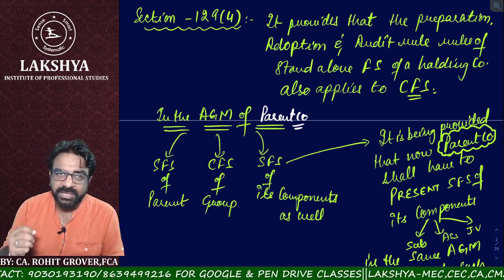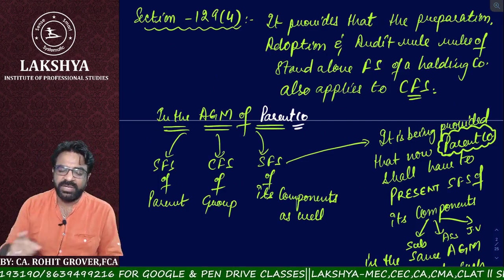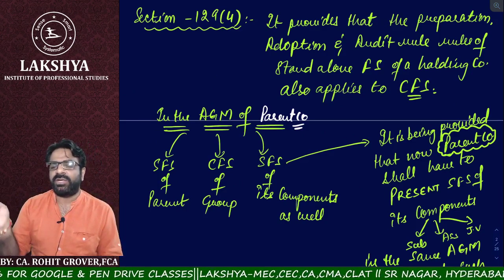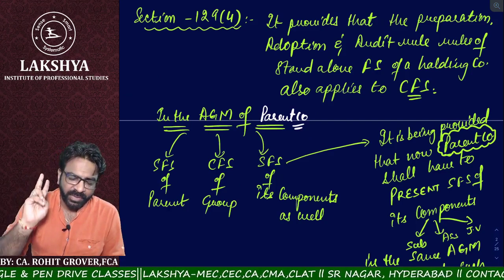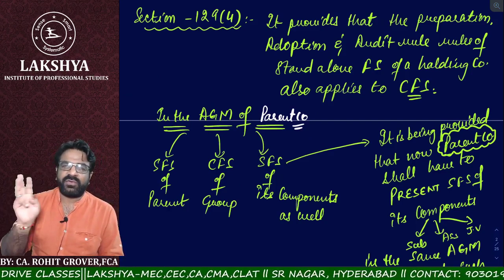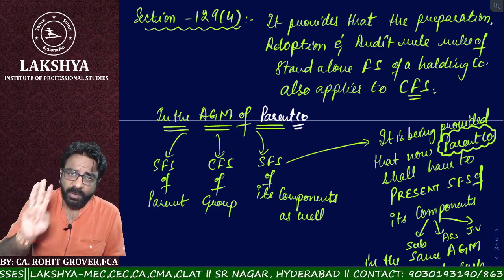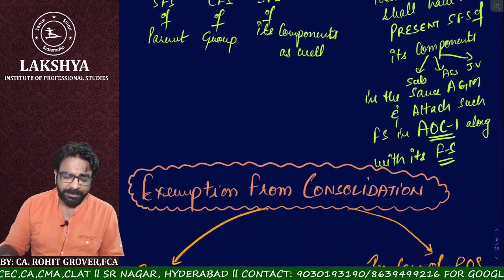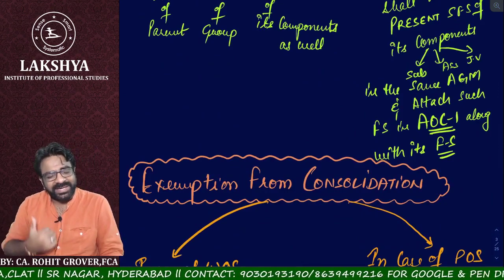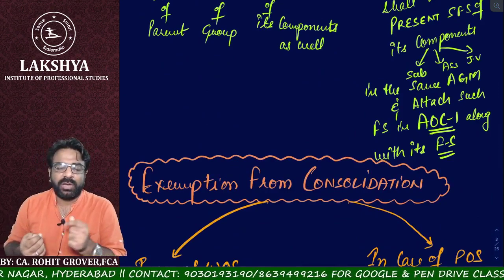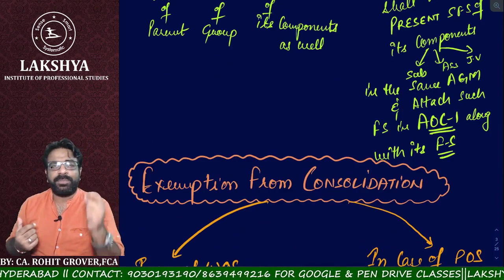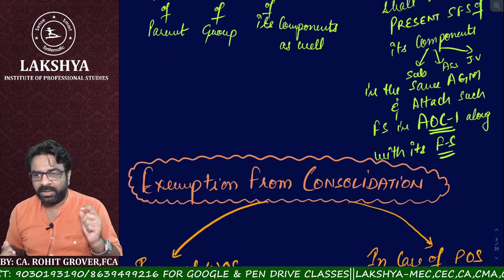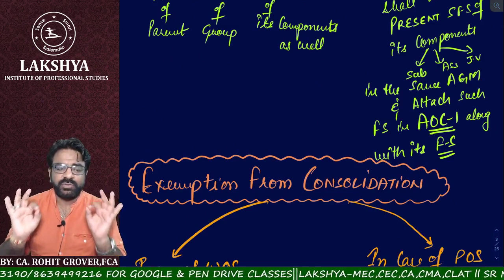And in the AGM of the parent company, what I told you just now, standalone financial statements of the parent will be laid down, and consolidated financial statements of the group will be laid down, and standalone financial statements of all the components also are going to be laid down. And the company, while sending its financial statements, shall also attach the copy of financial statements of its components in the format of AOC-1. I hope up to this point there is no problem at all.